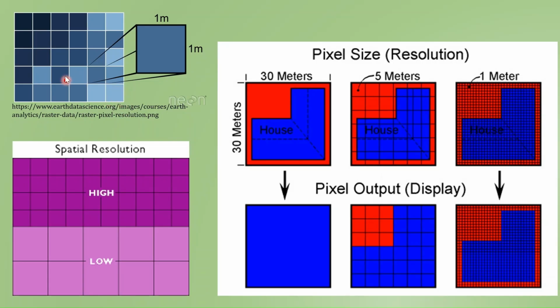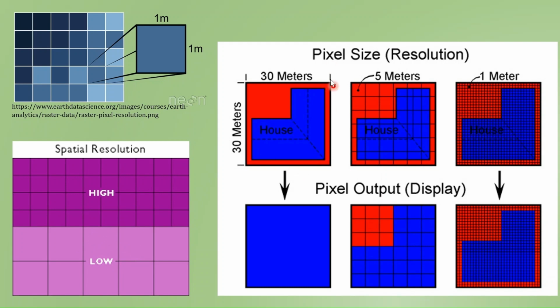Spatial resolution is given in terms of the pixel size. This dimension of pixel size is represented in meters, centimeters or kilometers. The smaller the size of the pixel, the higher the spatial resolution, and if the size of the pixel is big, it will have low spatial resolution. This can be understood by this particular diagram.